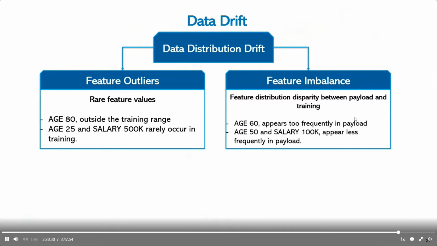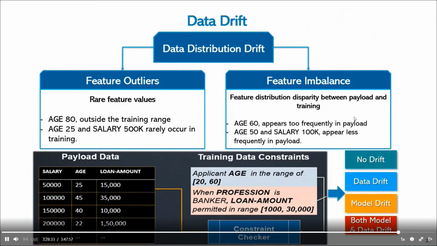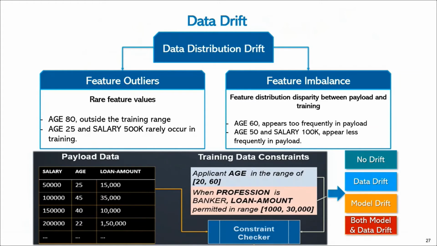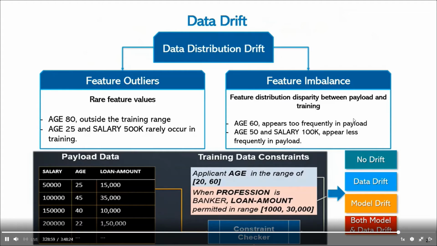So Watson OpenScale analyzes each transaction of the payload and compares the consistency of the payload with the training data, and compares it with the constraints that it learned from the training data. If any of those constraints are violated, then it tags that transaction as showing properties of drift. And based on the behavior of the drift, it also does a clustering of the transactions into different types of buckets, like those showing no symptoms of drift, those showing only data drift properties, those showing model drift attributes, and those showing both data and model drift properties.